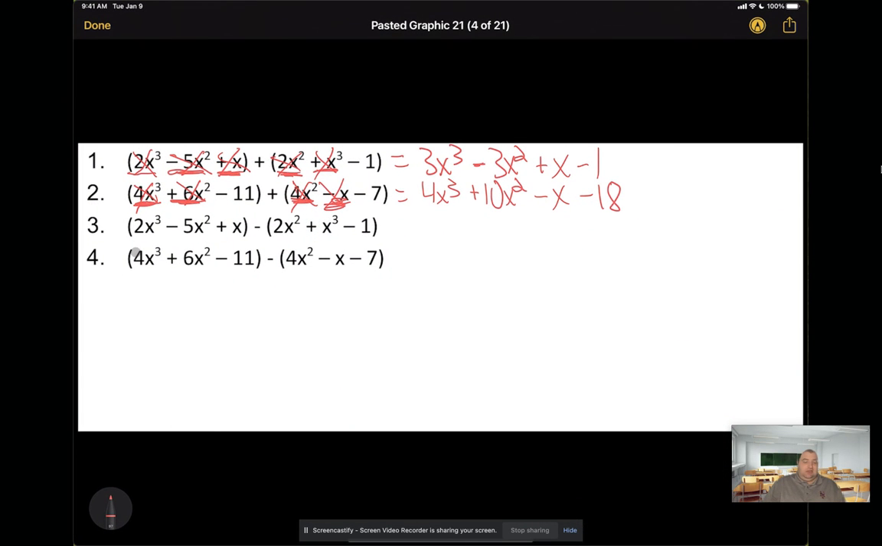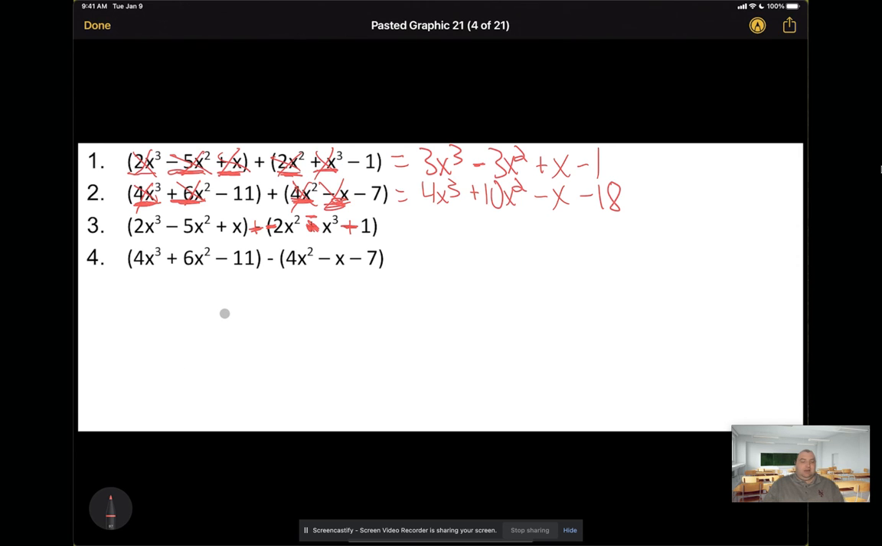So keep the first one the same. So the first polynomial will stay the same. Change subtraction to addition. And then in the second one, change all signs to its opposite. So positive 2 becomes negative 2. Positive x cubed becomes negative x cubed. And minus 1 becomes plus 1.